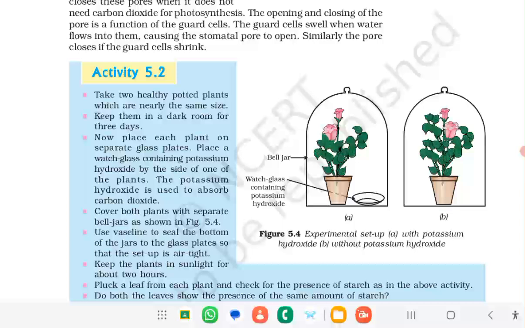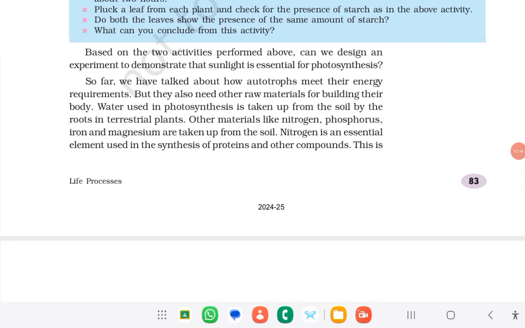Refer to Activity 5.2. Based on the above two activities, we can design an experiment to demonstrate that sunlight is essential for photosynthesis. So far, we have talked about how autotrophs meet their energy requirements, but they also need other raw materials for building their body. Water used in photosynthesis is taken up from the soil by the roots in the terrestrial plants. Other materials like nitrogen, phosphorus, iron, magnesium are taken up from the soil.